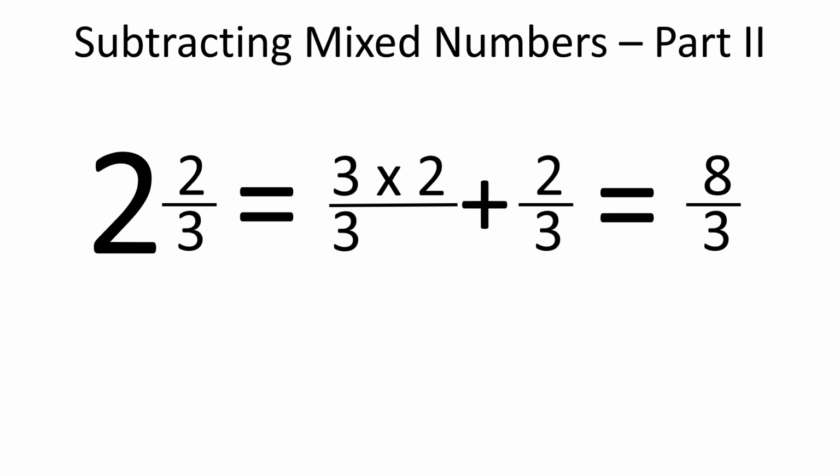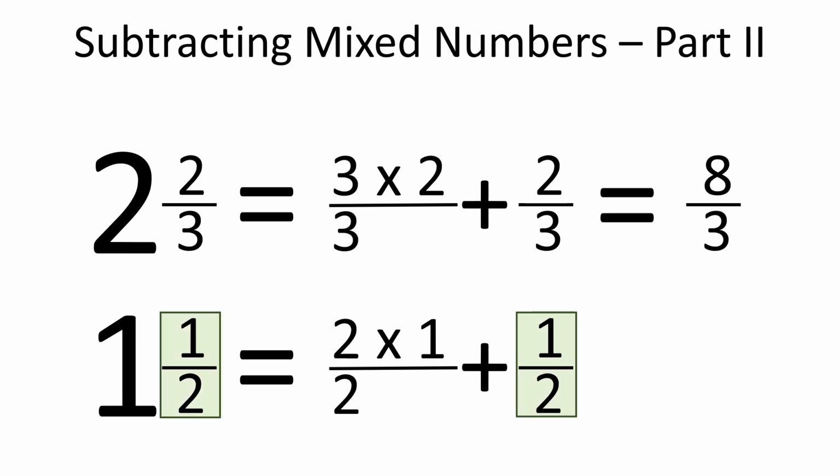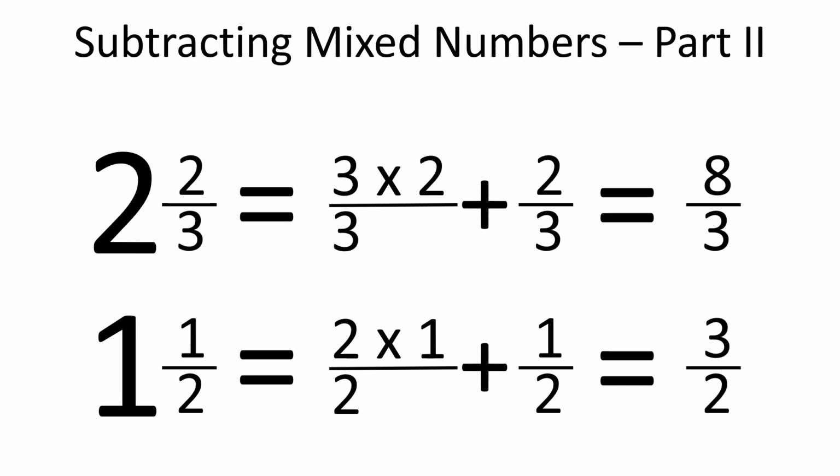Now, let's do the same with 1 and 1/2. Here, the whole was divided into 2 parts because there is 2 in the denominator. So 1 whole is equal to 2/2. As we have 1 whole, we have to multiply the numerator by 1. And then we have to add to that 1/2. That way, we represented 1 and 1/2 as 3/2.